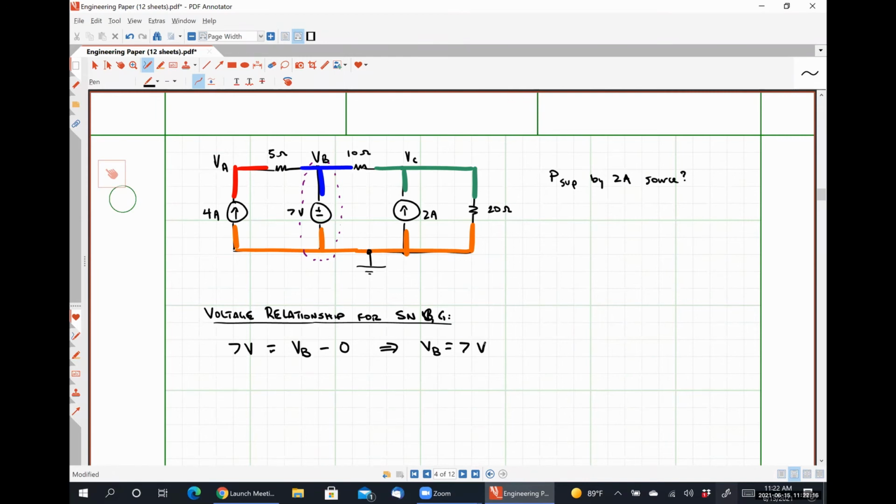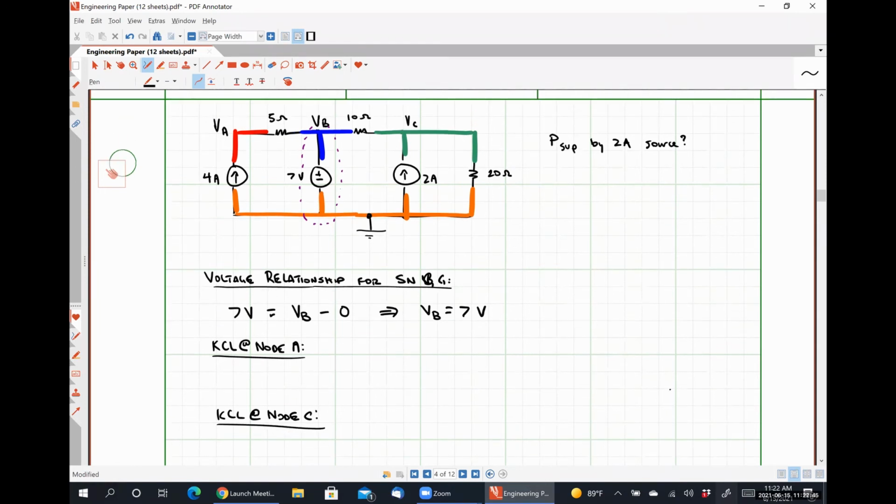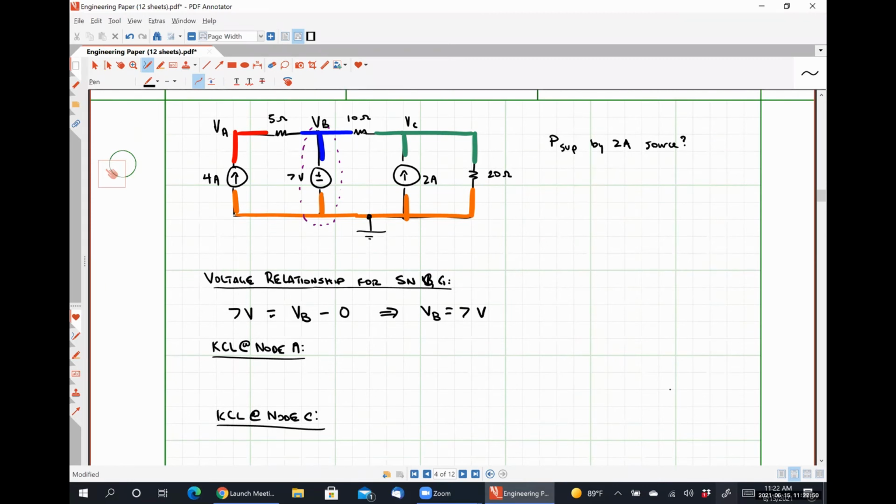Now we would apply Kirchhoff's current law at our non-reference nodes. That would be KCL at node A, and down here we would do KCL at node C. Somebody tell me what my KCL equation for node A is going to be. Negative 4 amps plus VA minus VB over 5 ohms. Absolutely correct. Set that equal to 0, and we're done.